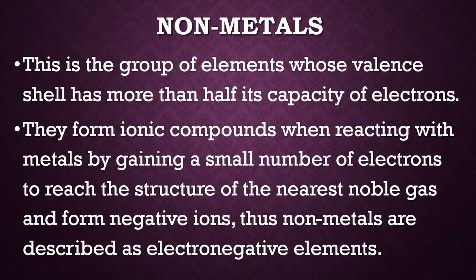So we have the metal losing one or more electrons and forming positive ions, and non-metals gaining one or more electrons and forming negative ions. So the presence of a positive ion and a negative ion means the presence of an ionic compound. Thus, non-metals are described as electronegative elements.